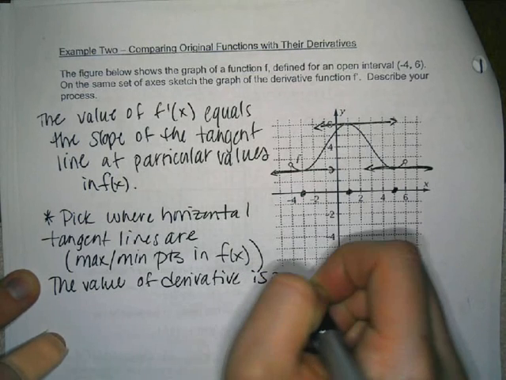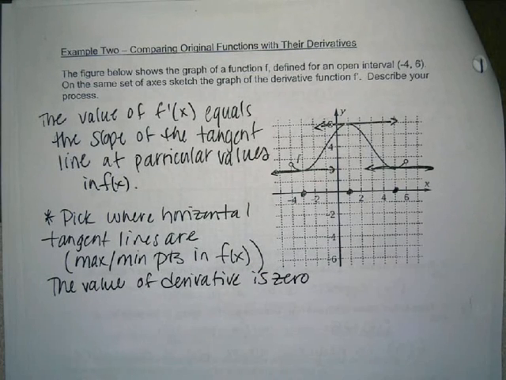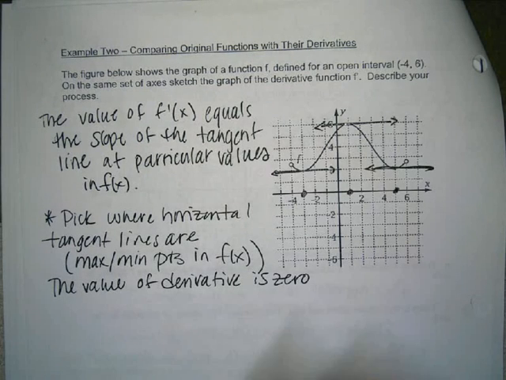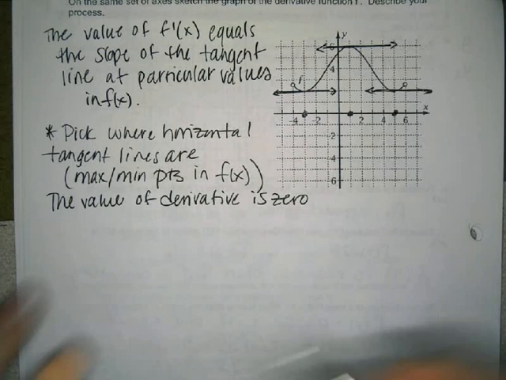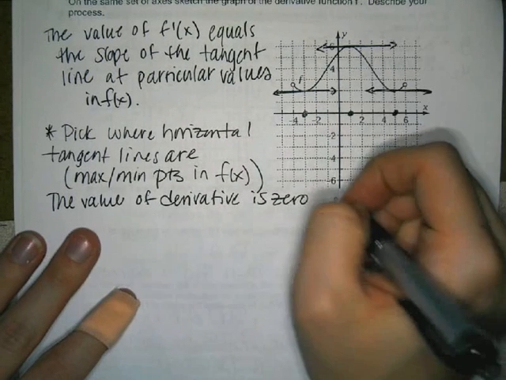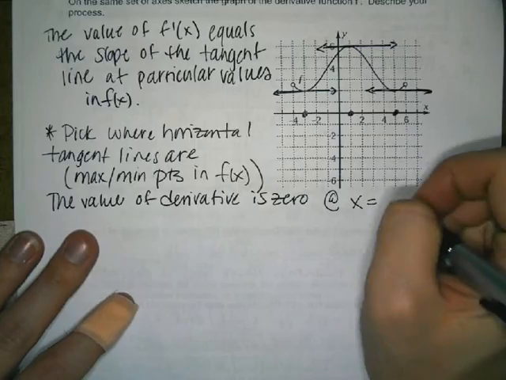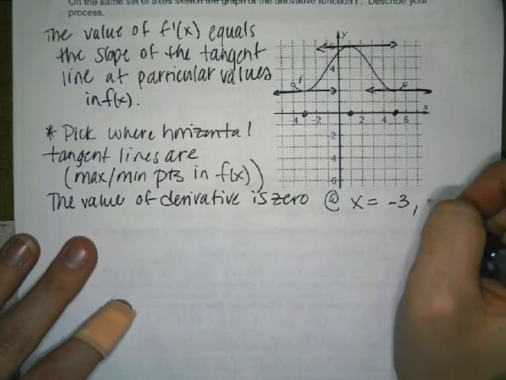Now, I know there's going to be a lot of writing with this one, but that's because I'm trying to get on paper what the thought process would be, so when you have to do this on your own, you kind of know how to think through it. You don't have to write out all of this every time you graph a derivative graph. Okay, so the value of the derivative is 0. We said x equals -3, 1, and 5.